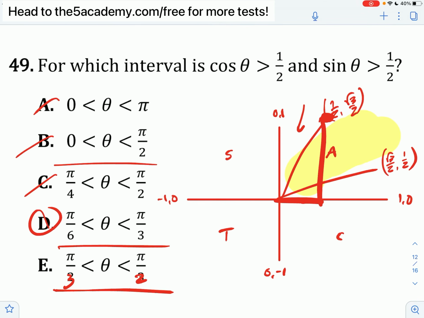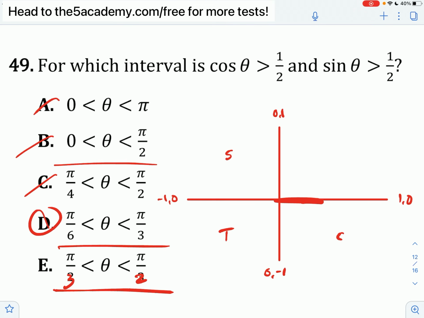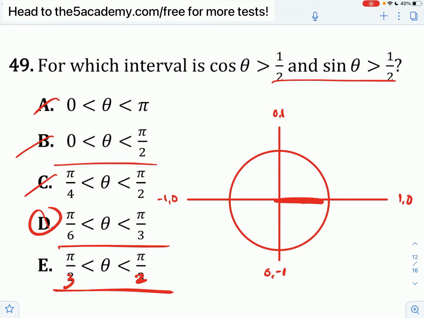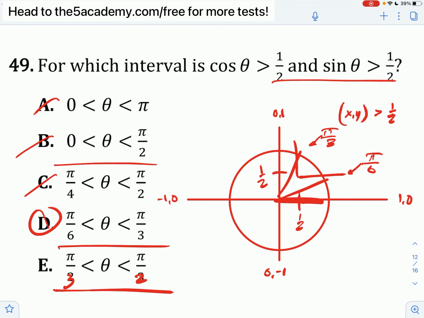Another way you can interpret this problem is if I give you a unit circle, and since we know that x corresponds to the cosine, y corresponds to the sine, if you're looking for where they're both greater than half, you're looking for where the x and y coordinates are both greater than half. So if I plot half here and half here, you're essentially looking at this limited region, and you're looking for the angle measures at those regions, and they correspond to pi over 6 and pi over 3. Okay, that's another way to interpret this problem.